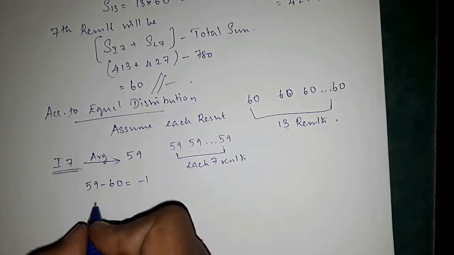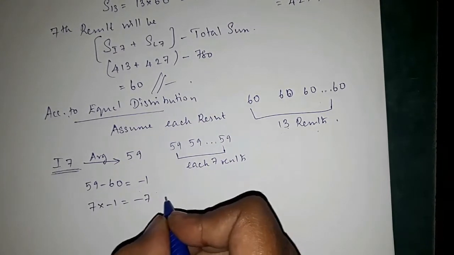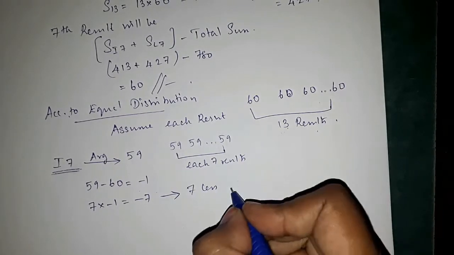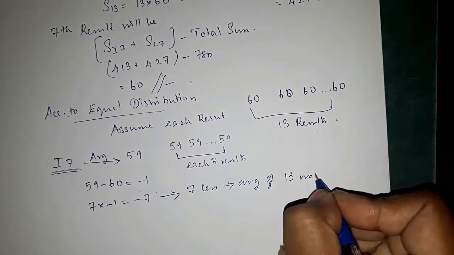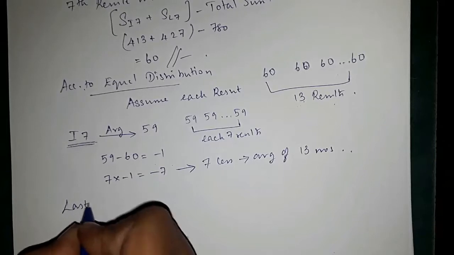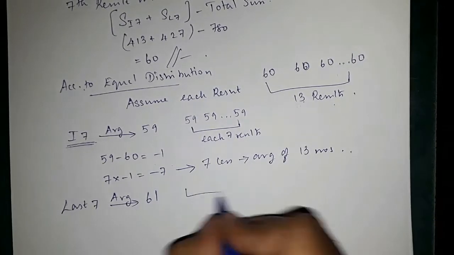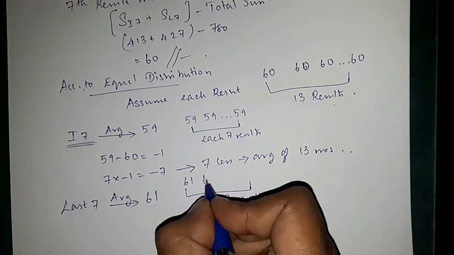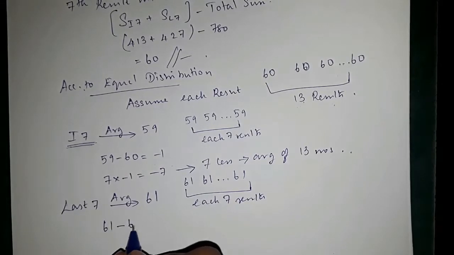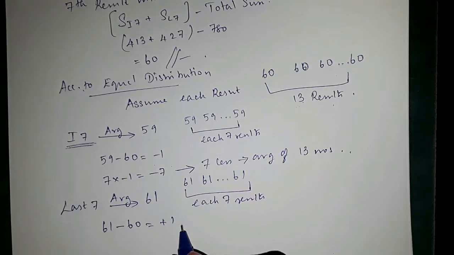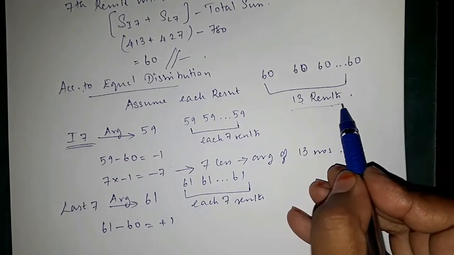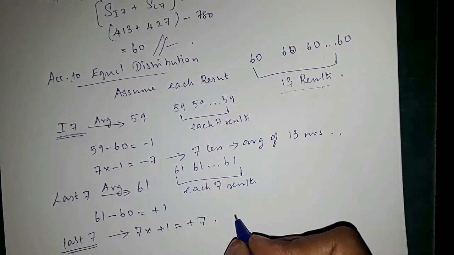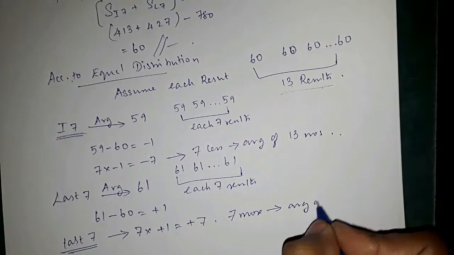The first batch of 7 results has 7 less than the average of 13 numbers. The average is 60, so 7 less than the average. Similarly, for the last 7, the average is given as 61. So we assume that each of these 7 results has the value of 61, which is 1 more than the assumed value 60. Therefore the last 7 results have 7 into 1, that is plus 7, which is 7 more than the average.